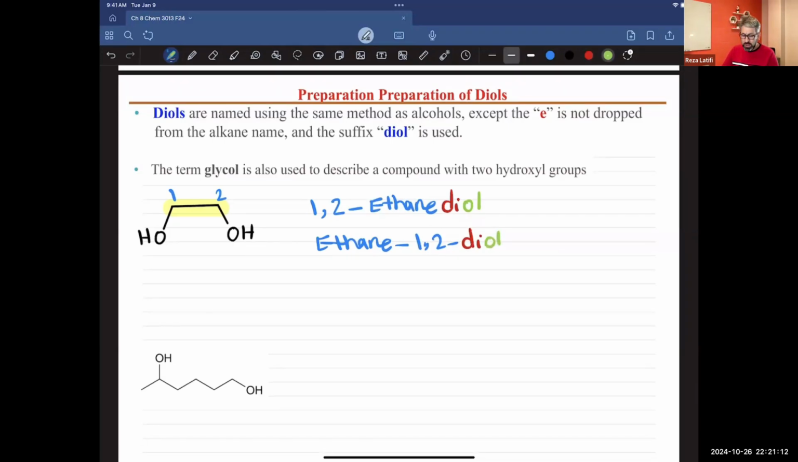We also use the term glycol to refer to a compound that has two OHs. So you can say this compound is made of two carbons, so clearly it's going to be ethylene, and then ethylene glycol. That's technically a common name that many chemists use to refer to a compound with two OHs.